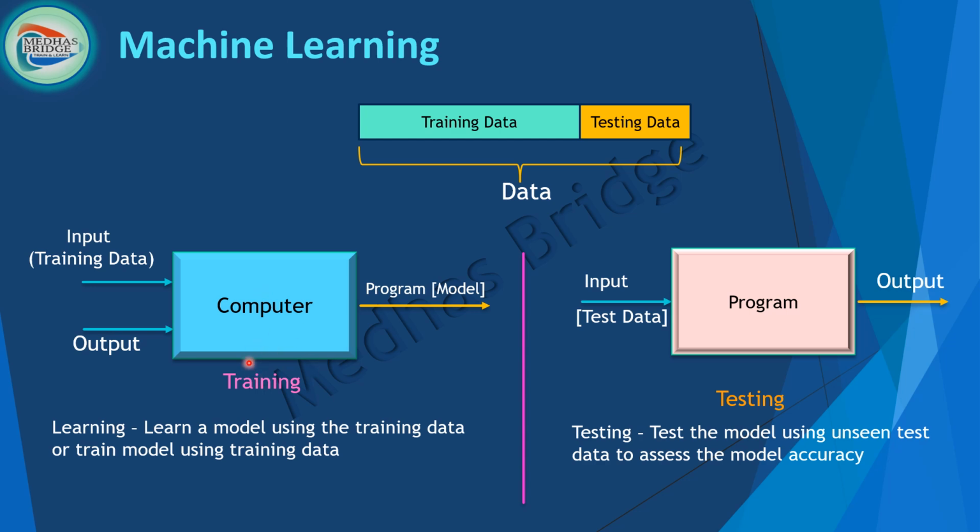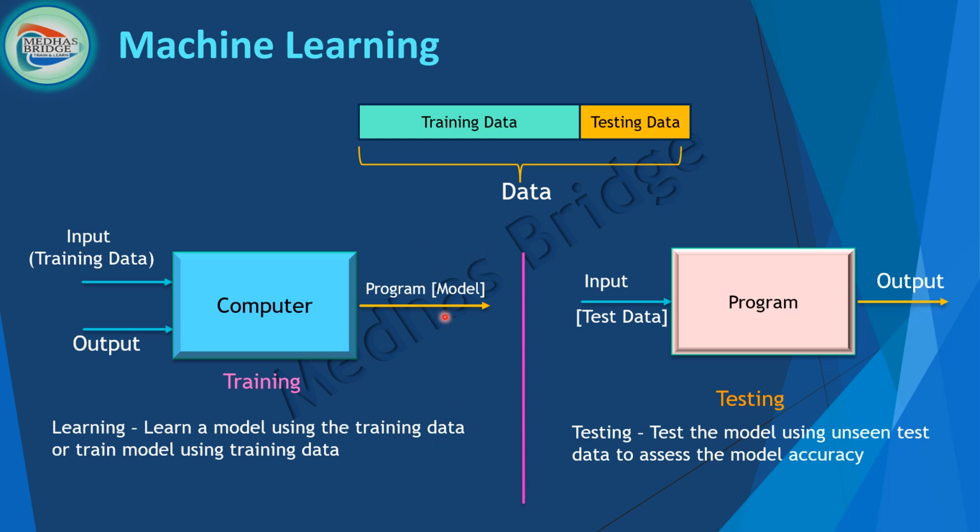Building a model means what? For a given training data and output, you are trying to create a model, build a model. This model is sort of a program, right? This program is used for predicting a new set of data to recognize the same output, right? Learning or training means learning a model using training data, or training the model using training data. Both ways you can say it.